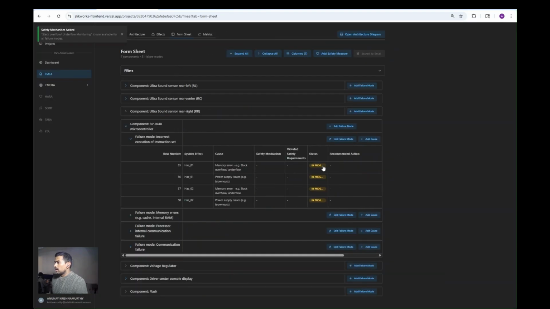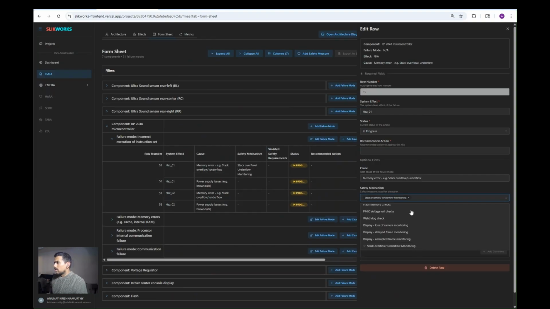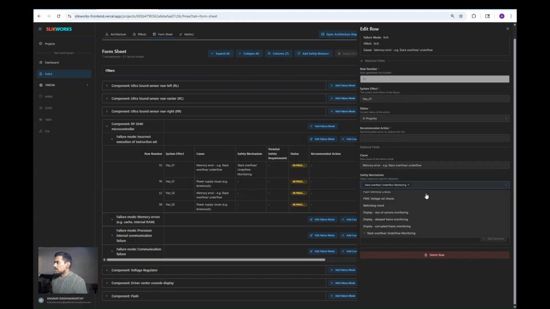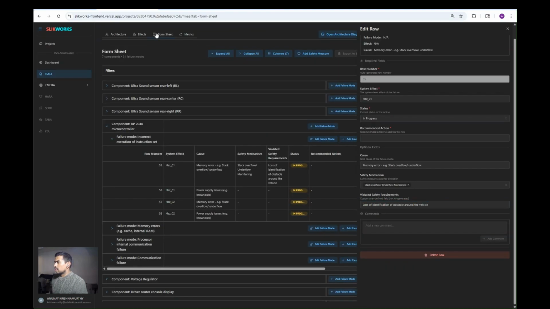Then we can go over here and we could say, under safety mechanisms, stack overflow, underflow monitoring, and we could say violated safety requirements. Let's for now say this is the violated safety requirement. Then recommended action is no safety mechanism is added.